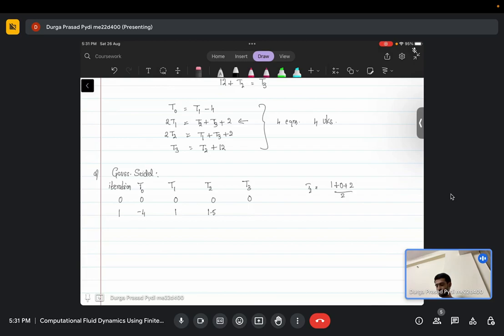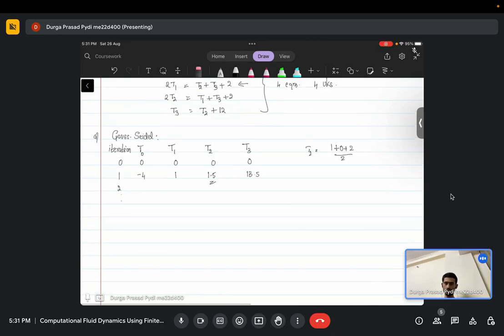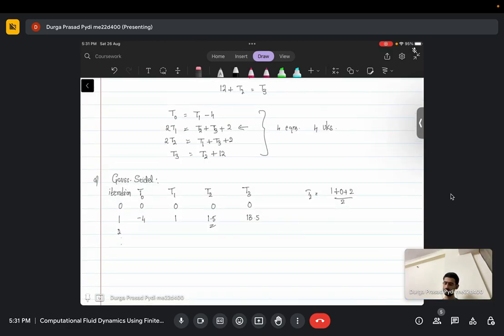And for T3, it's T2 plus 12. T2 is 1.5, plus 12 will give you 13.5. So now again you keep on doing this till you see that these values do not change. But will it converge? Just want to give some small comment. This is what you've done.